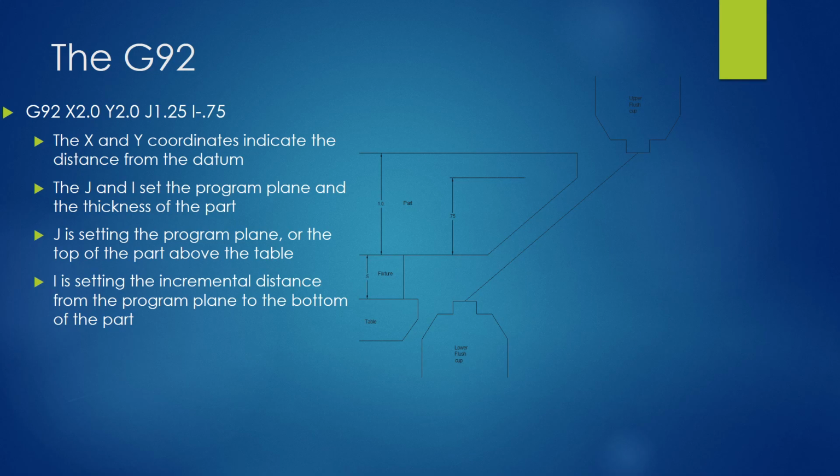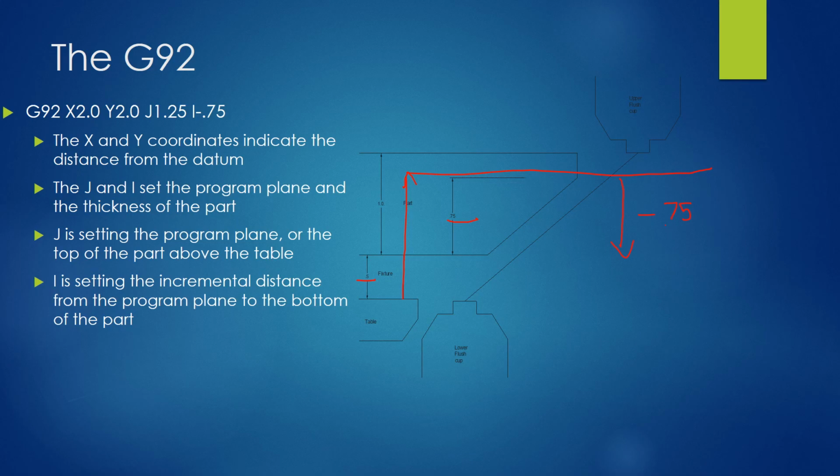So here's a case where we have our table, here's our lower flush cup, upper flush cup, our wire, and this is our part. This is a fixture. So if my distance from the table to my program plane was 0.5 plus 0.75, that's going to take me to 1.25 for this program plane. And then to get down to the bottom of that part is just a -0.75. So you can see where those are different numbers because of this fixture and because of this cut where we're doing this taper cut. We're not going right to the top of the part. So there are instances where they will differ.